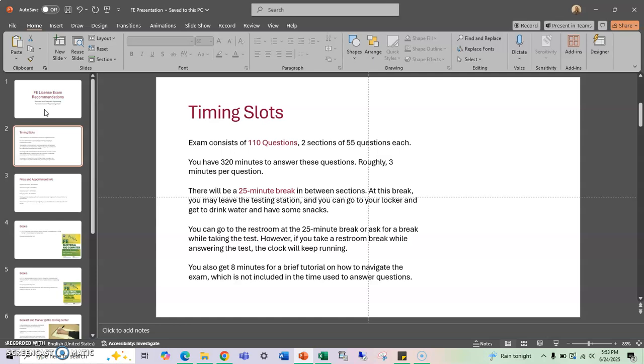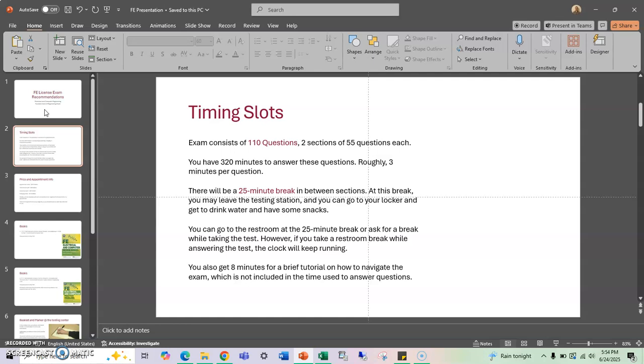If you go to the restroom during this 25-minute break, it will not count towards your clock when you're answering questions. What I mean is, if you're already on the clock answering one of the two sections of questions and you decide to go to the restroom, the clock will not stop. It will keep running.